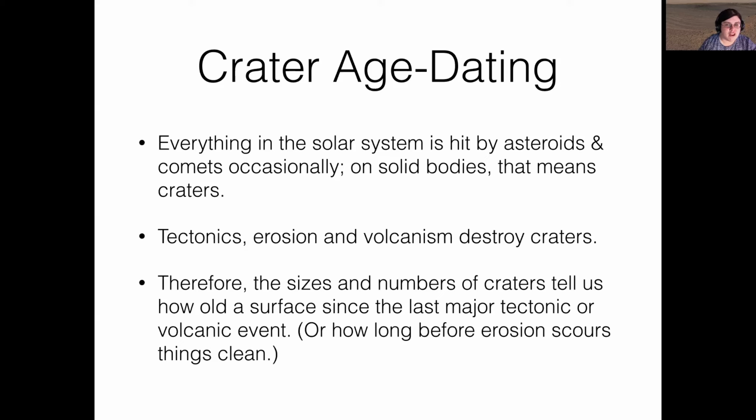Therefore, if we count the number of craters and we count their sizes, we can use it to estimate when the last time a major tectonic or volcanic event happened, or how fast erosion works on this planet or in this region of the planet. Now, we include both the sizes and the numbers because there's a lot more small stuff than big stuff in the solar system. So small craters can often give us a more accurate account if we're not on Earth and Venus, where the small stuff doesn't exist. So the more craters of any given size, the longer it's been since that surface has been covered in lava or resculpted by tectonics or eroded seriously.